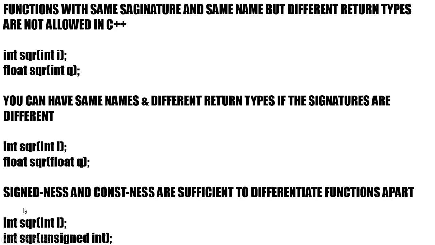Okay, now signedness and constantness are sufficient to differentiate between functions. So here these two functions look similar because they are having the same name, same type, and this is int, this is unsigned int. Now this int is different from this int. This is normal, this is unsigned. So here the function is overloaded.